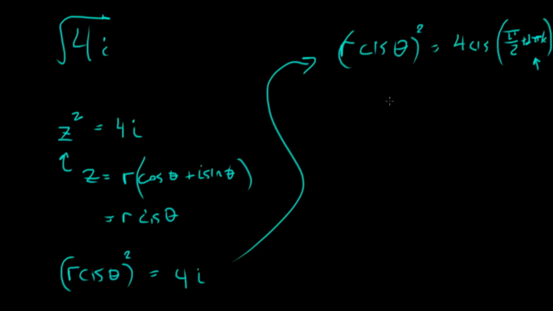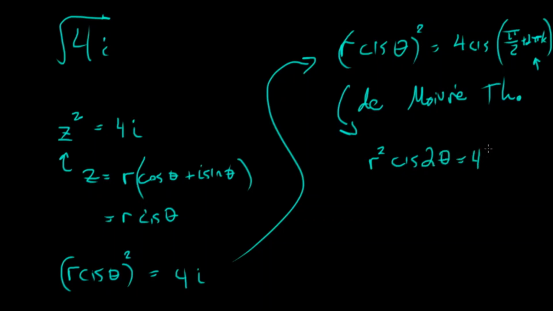All right, how does this help? We're trying to solve this equation. If I use De Moivre's theorem, so this is where we use his namesake, (r cis theta) squared is r squared cosine i sine of, oh sorry, not theta, let's actually use the theorem, 2 theta. Over here we have 4 cis of pi over 2 plus 2 pi k. And then we're pretty much done. We need r squared to be 4. What r values make that true? r is equal to 2. And then we need cosine i sine of 2 theta to be pi over 2 plus 2 pi k. We need 2 theta to be pi over 2 plus 2 pi k.